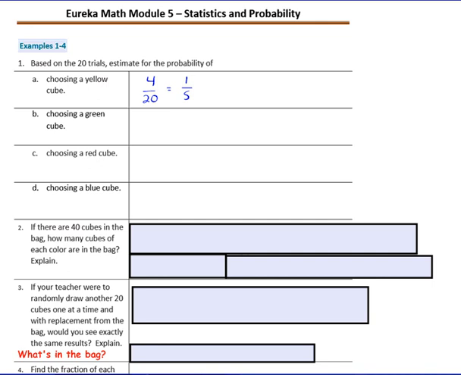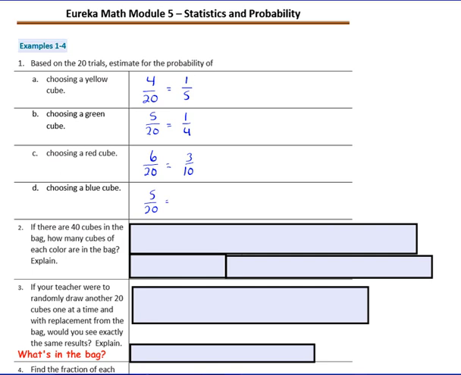B, choosing a green cube. There were 20 cubes drawn and 5 of them were green. And we can simplify that to 1/4. C, choosing a red cube. There were 20 cubes to choose from and 6 of them were red. And that simplifies to 3/10. Letter D, choosing a blue cube. There were 20 cubes to draw from and 5 of them turned out to be blue.